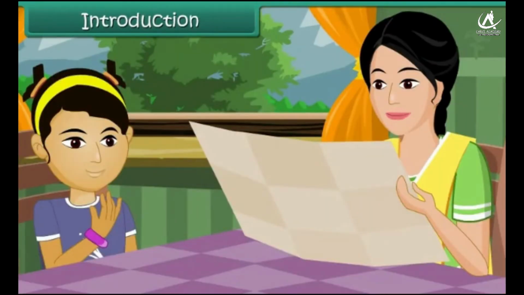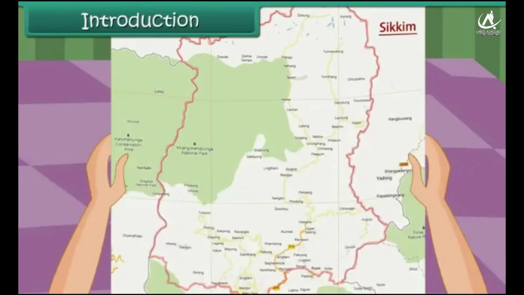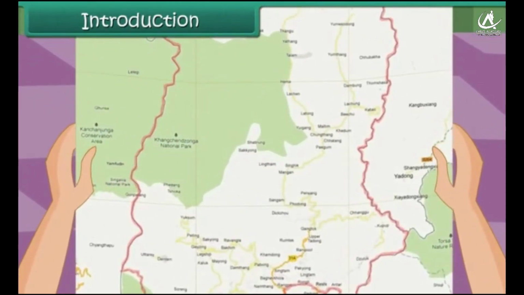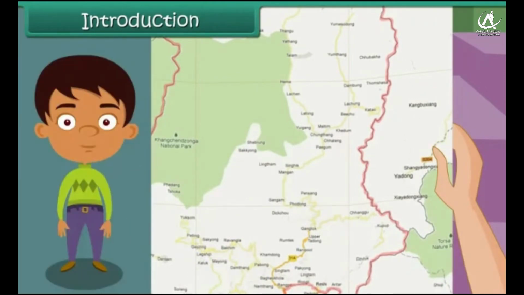Therefore, she is planning. She will use the map to learn about the various places in Sikkim, their location, the distances between them, etc. Let us learn about maps in detail.